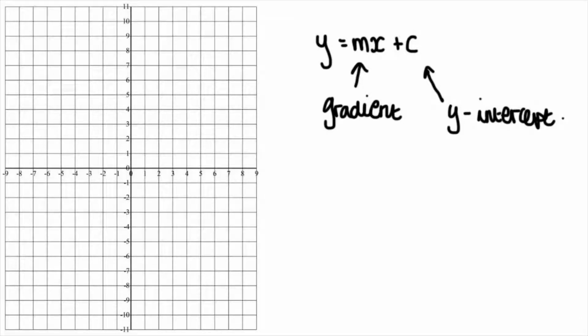Today we're going to be talking about how we can find the equation of a straight line from a graph. So what is the equation of a straight line? The equation of a straight line takes the form y equals mx plus c, where m is the gradient and c is the y-intercept. So the gradient is how steep the line is, and the y-intercept is where it crosses the y-axis, this axis here.